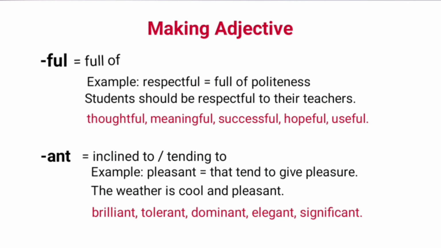Ant means inclined to or tending to. Example: pleasant. It means that tends to give pleasure. Sentence: the weather is cool and pleasant. Some other examples: brilliant, tolerant, dominant, elegant, significant.